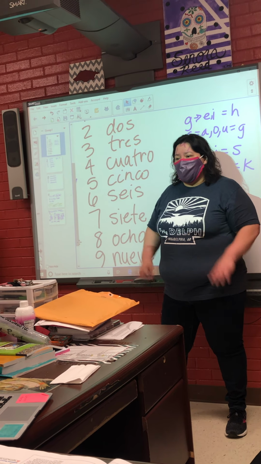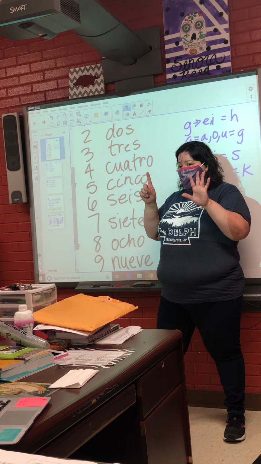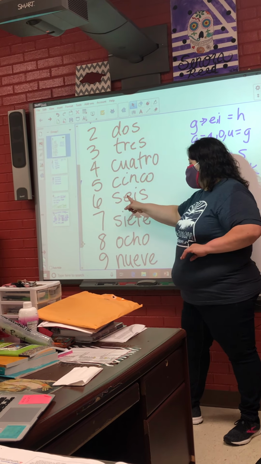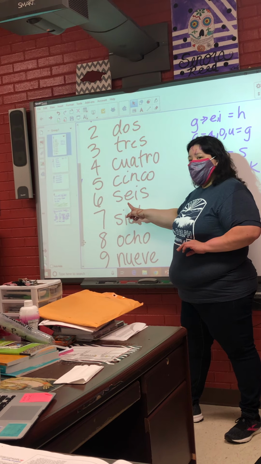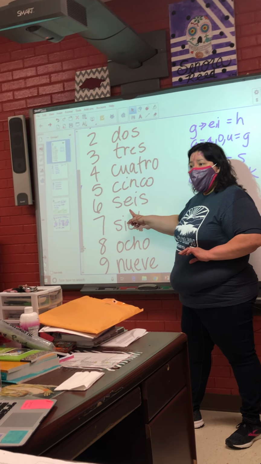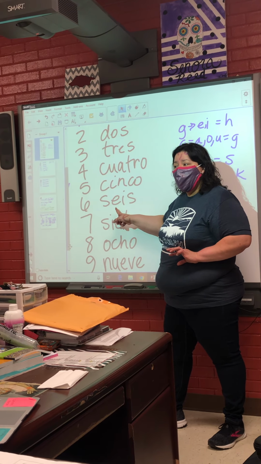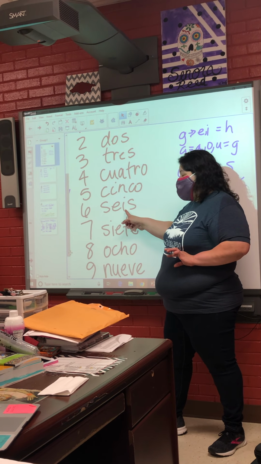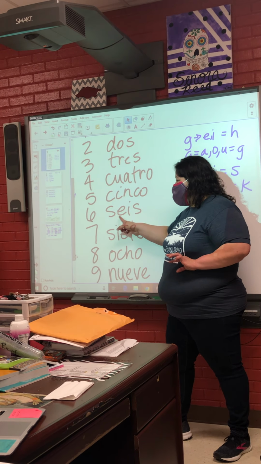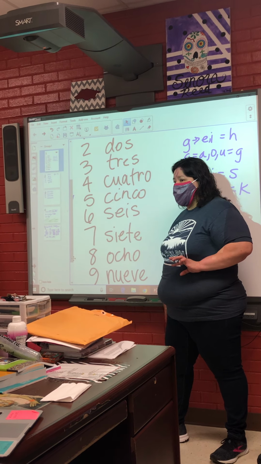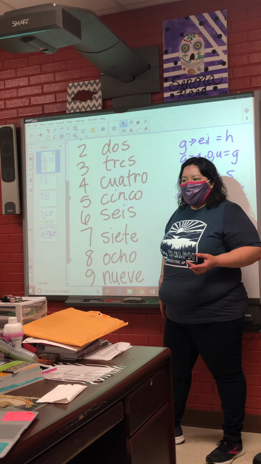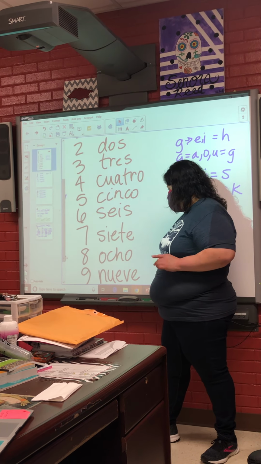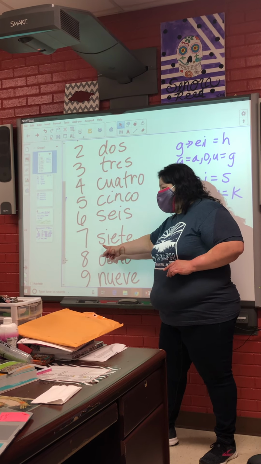What about the number 6? Remember how we say every vowel? The E? No. The E makes what sound? E. Seis. Okay? Seis. Then it sounds like you're saying face, but with an S. Seis. Okay? Then 7.